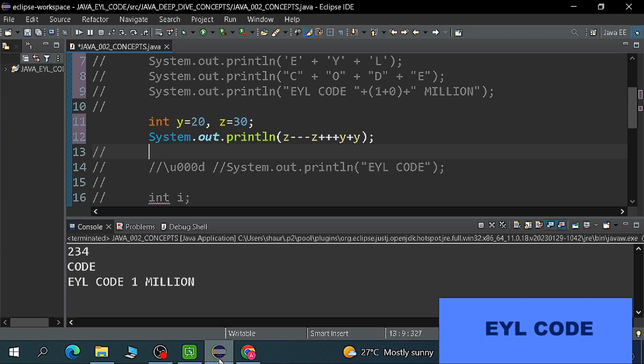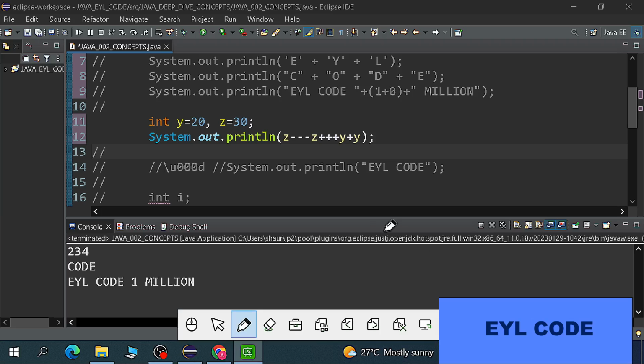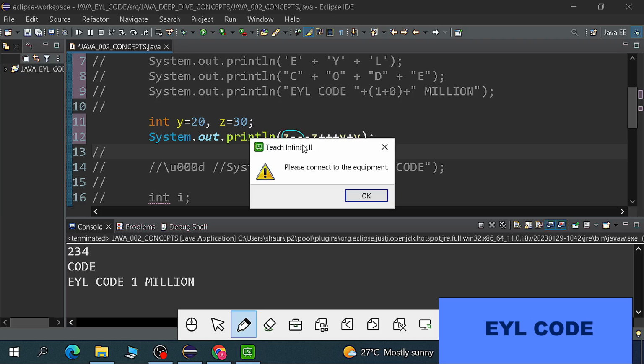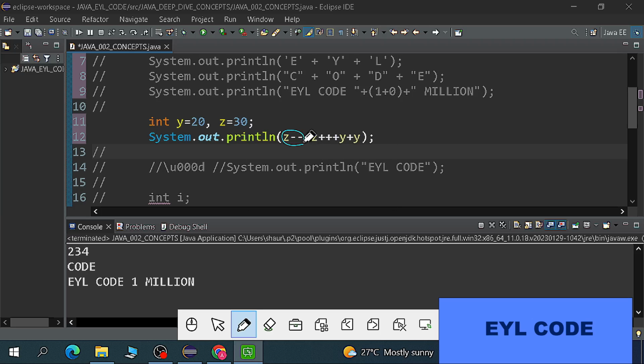Let me do one thing. First of all, I'll make use of my teaching panel. In this, again, everyone is going to be confused. Some might be thinking we have continuous minus, continuous plus, so how is it going to decide? Either it is going to make a group of this z minus minus, or it is going to make the group of this. We don't know, right? Either it can be treated as z minus minus, or it can be treated as minus minus z, and this minus is going to be something for arithmetic operation, right?